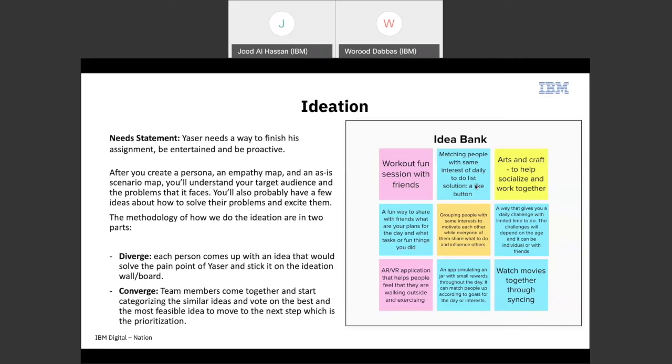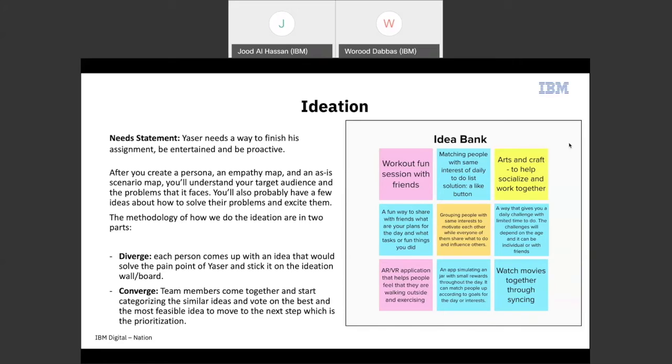In the Converge, after you come up with all the ideas that you can, you try to find the best idea that will suit Yasser's pain point. You can then share it with the other team members, talk about it, explain it, and discuss the ideas and how you can actually implement it.